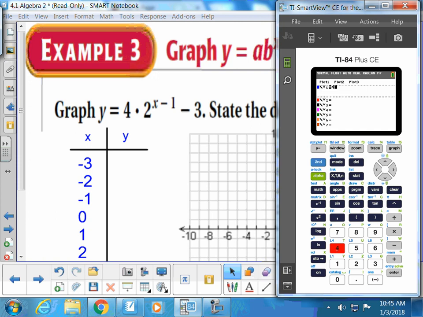4 times 2. Hey, is anybody using the old TI-83 calculator in here, Spencer? You're going to need to put parentheses around this exponent of x minus 1. So you okay with that? Just wanted to warn you, to make that whole entire quantity the exponent.